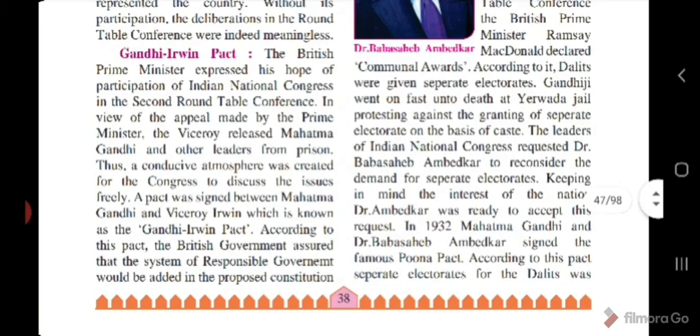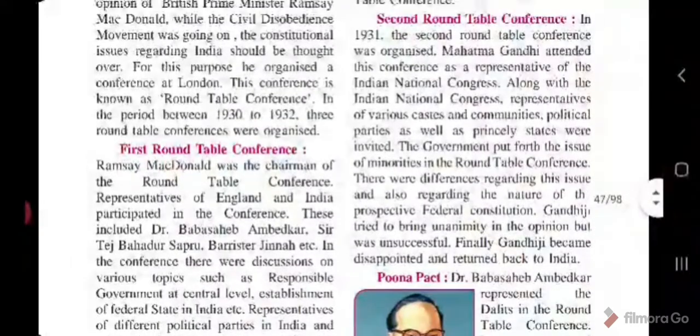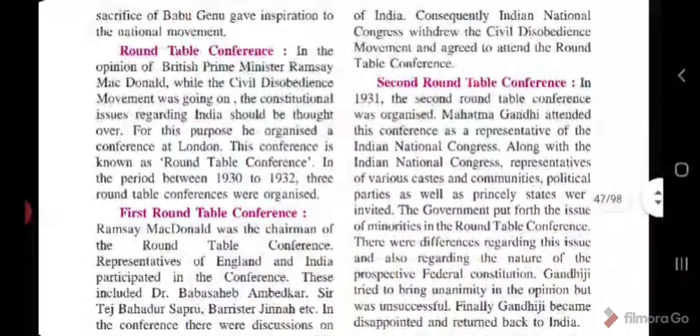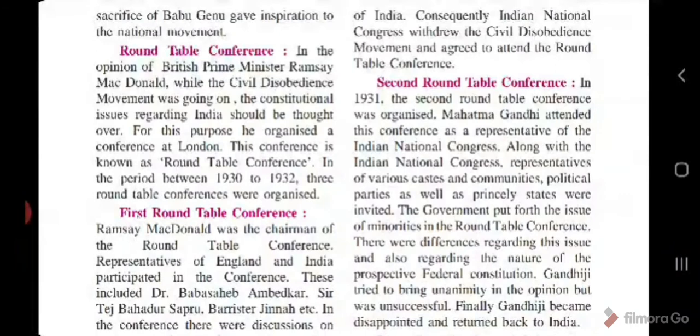According to this pact, the British government assured that the system of responsible government would be added in the proposed constitution of India. Consequently, the Indian National Congress withdrew the civil disobedience movement and agreed to attend the round table conference.